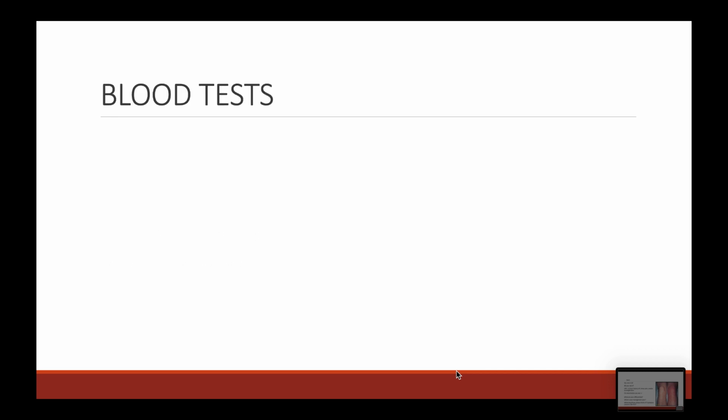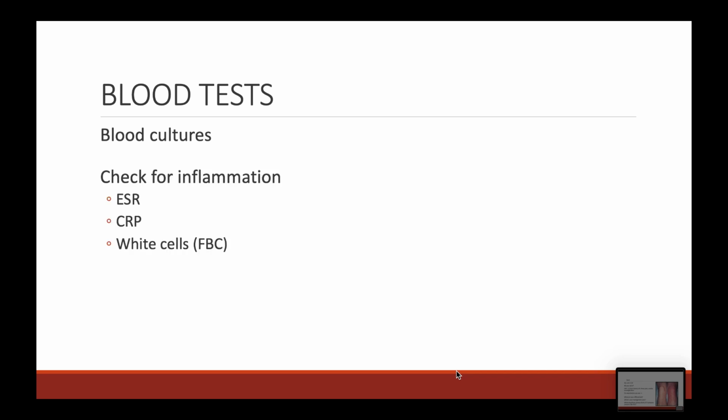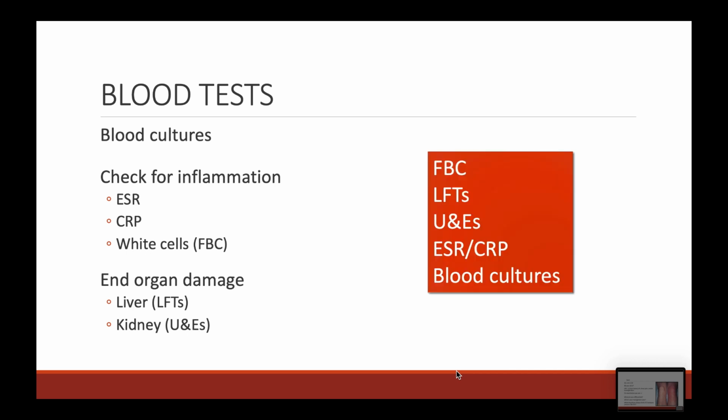So how would you further investigate? You would do a blood culture, as well as look for any further inflammatory markers such as ESR, CRP and white cell count. As well as this, you would want to rule out any sort of end organ damage, in case you want to give the patient antibiotics or any other fluid treatment as well. So here's the list of tests you would do.